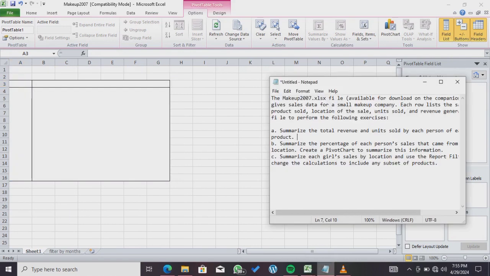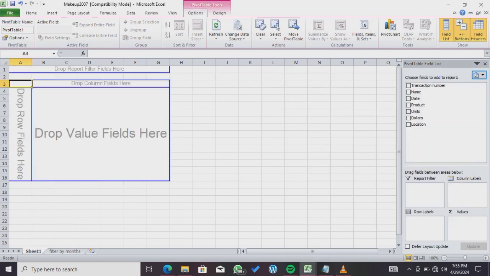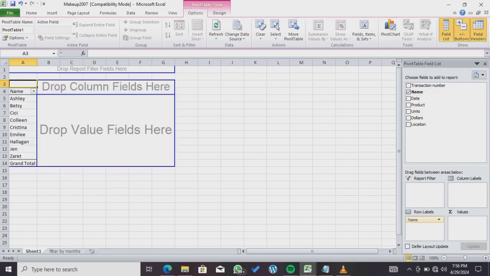Now look at the goal again. It says summarize the total revenue and units sold by each person and of each product. In other words, they're asking you to tell the number of units of the product sold and the revenue that each person generated for the company. So what you want to do is, first of all, drag this name here.